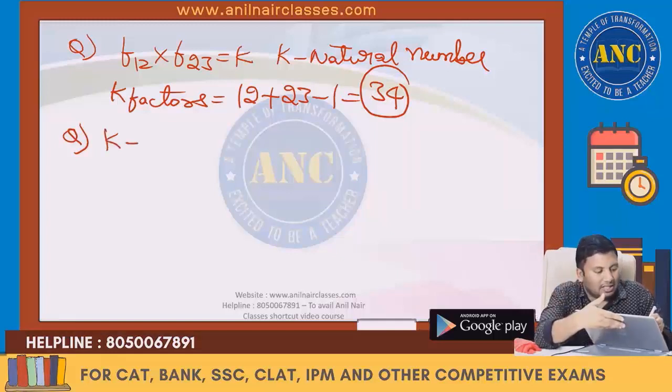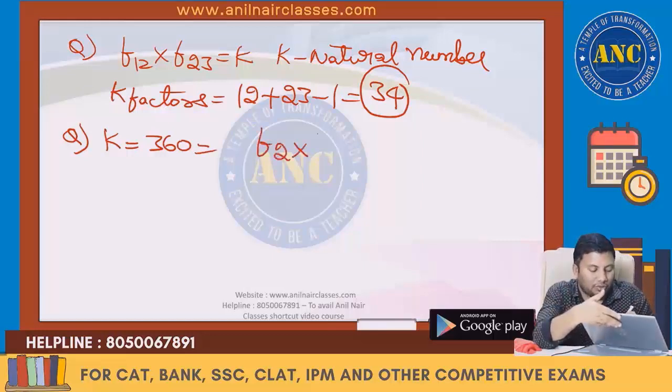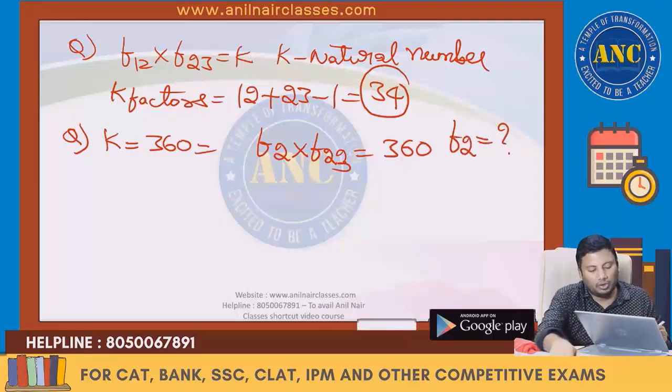If K is 360, it is nothing but F2 into F23 equivalent to 360. Find F2. F2 into F23.